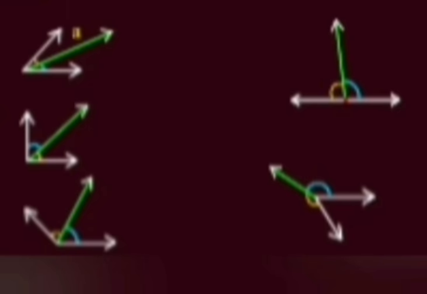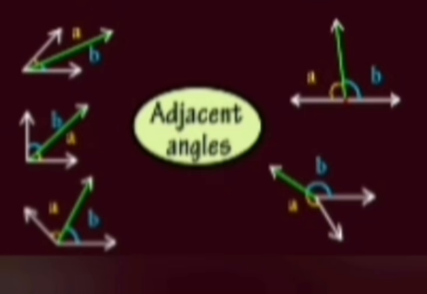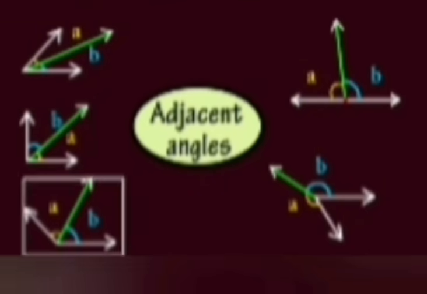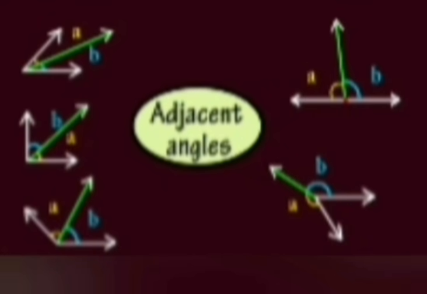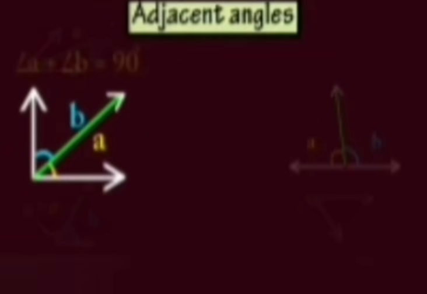Now look at these angles. Here the angles are given in pairs. So we have angle A and B in each case, and you can see the angles have one arm in common, and that is shown by green colors here. So the two angles which have a common arm and a common vertex are called adjacent angles. Adjacent means neighboring angles.